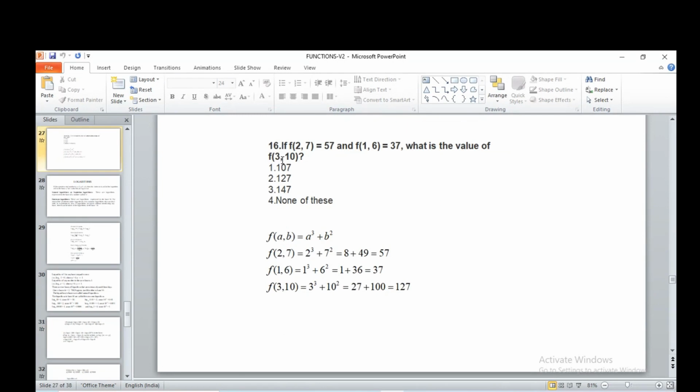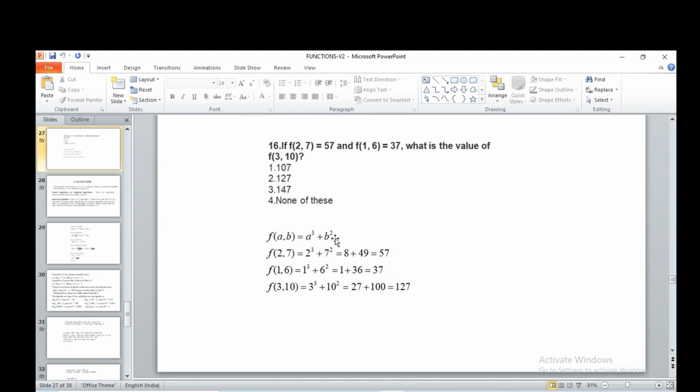Next part. If f of 2 comma 7 is equal to 57 and f of 1 comma 6 is equal to 37, what is the value of f of 3 comma 10? 107, 127, 147, none of the above. Listen carefully. See the final digit of 1, 2, 3 is 7, so you have to think that your answer is going to end with 7. You have to think about these by yourself.